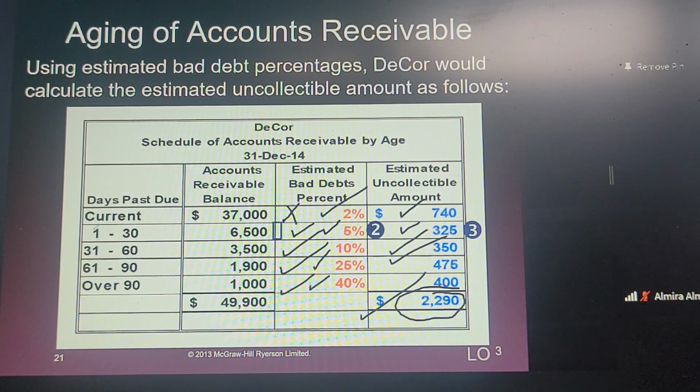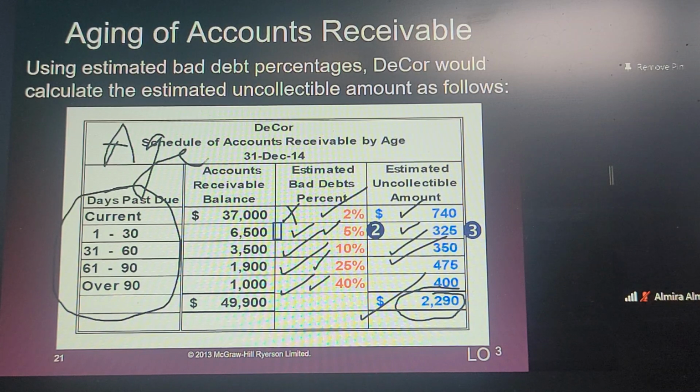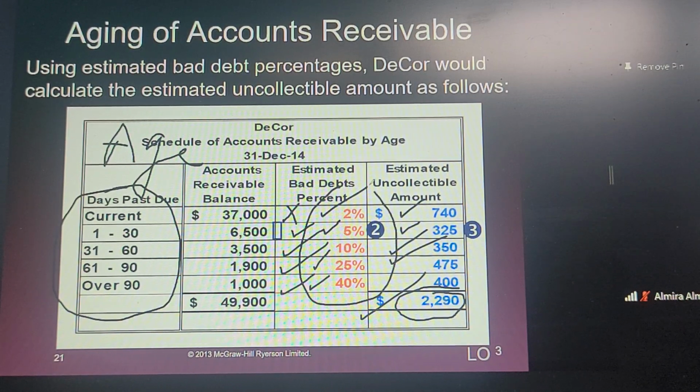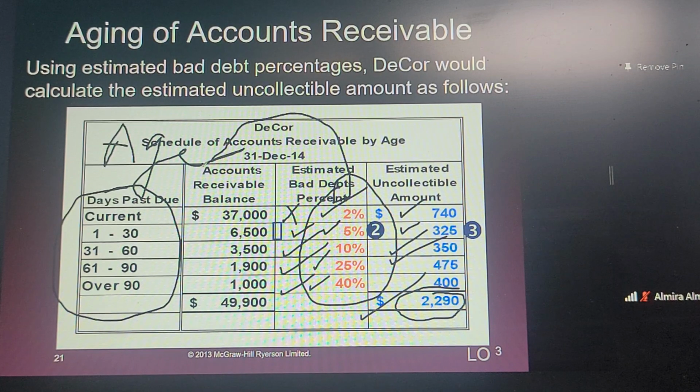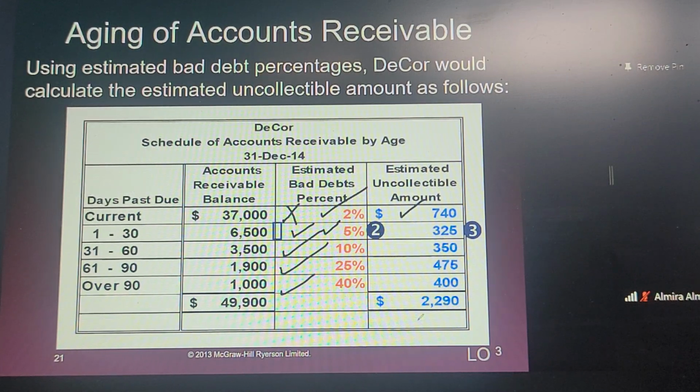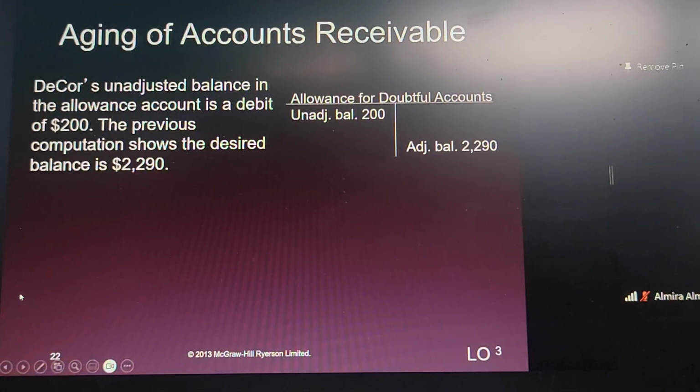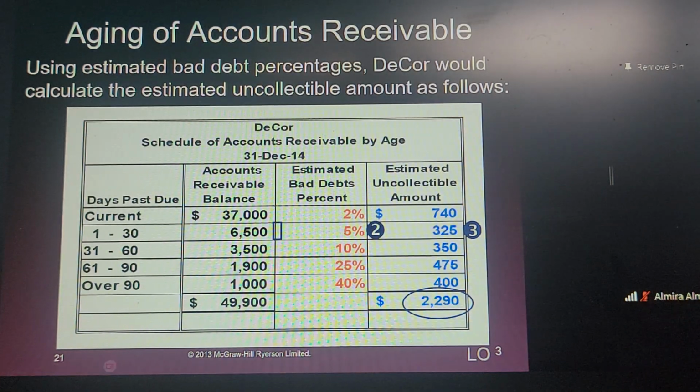So I'm classifying my accounts receivable according to their age. And I'm assigning a different percentage for each age group or category. And I'm using that percentage and then totaling all of this to come up with the total estimate. Clear, guys? Is this clear?